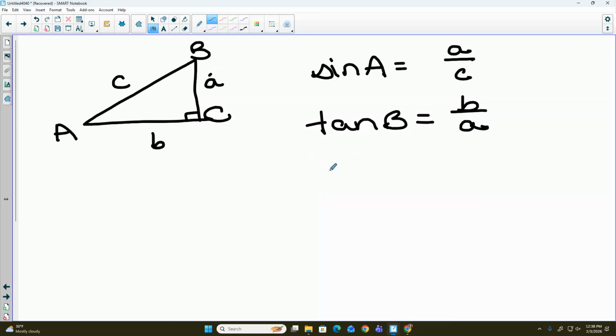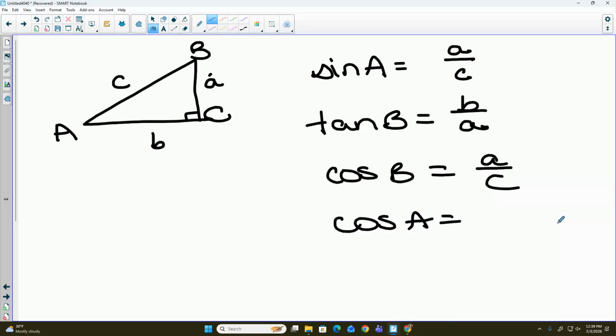If I asked you for cosine of angle B, cosine is adjacent over hypotenuse, so if I'm viewing from angle B, that's A over C. What if I asked for cosine of angle A? B over C. Right. So if I gave you questions like this, could you handle those?